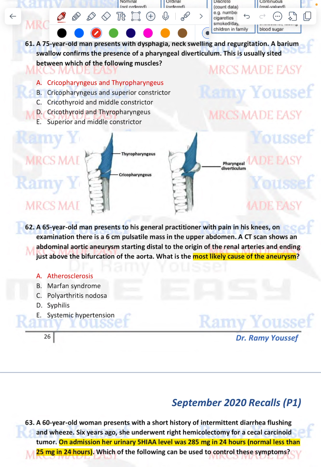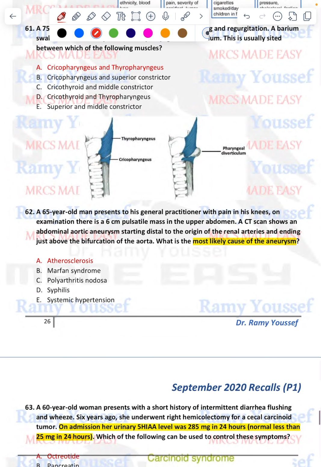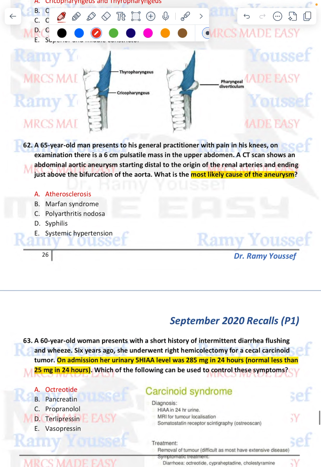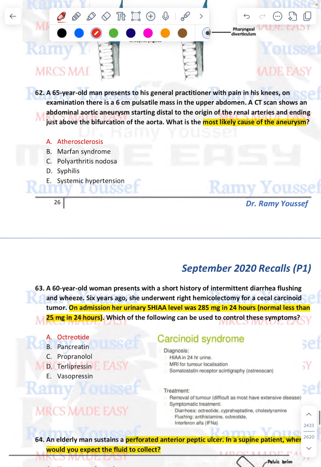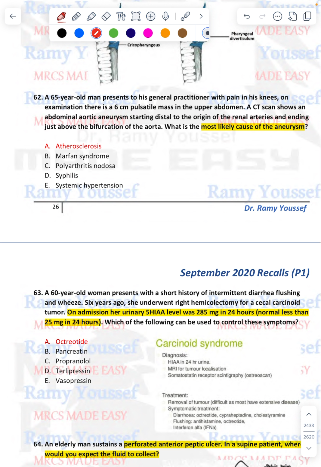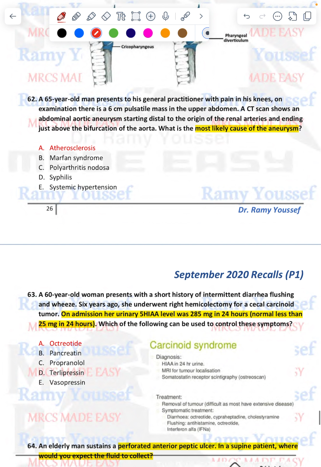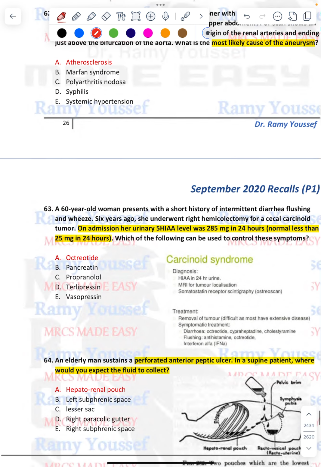Now, a 60-year-old woman presents with a short history of intermittent diarrhea, flushing, and wheeze. 6 years ago, she underwent right hemicolectomy for cecal carcinoma. Now, which of the following can be used to control carcinoid syndrome? Octreotide. An elderly man sustained a perforated peptic ulcer. Where would the fluid collect? In the supine position, the hepatorenal pouch.